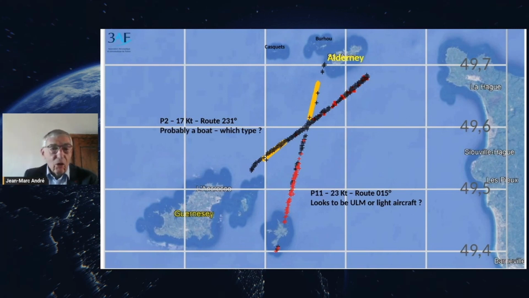Sark is the island which is just east of Guernsey. Its speed is 23 knots. We think it's more of a microlight. Maybe it goes to an alternate for landing. It's close to the airport.